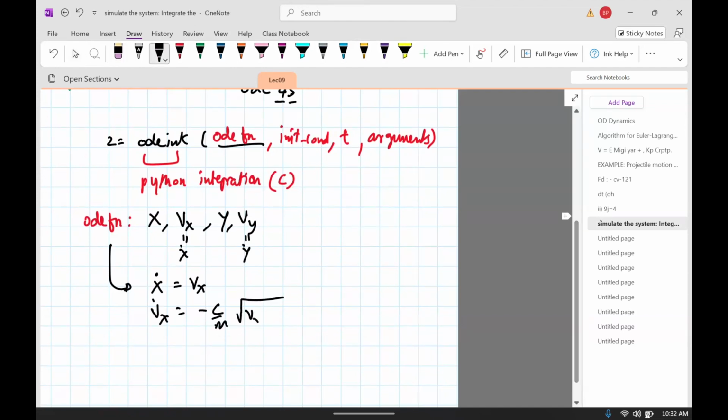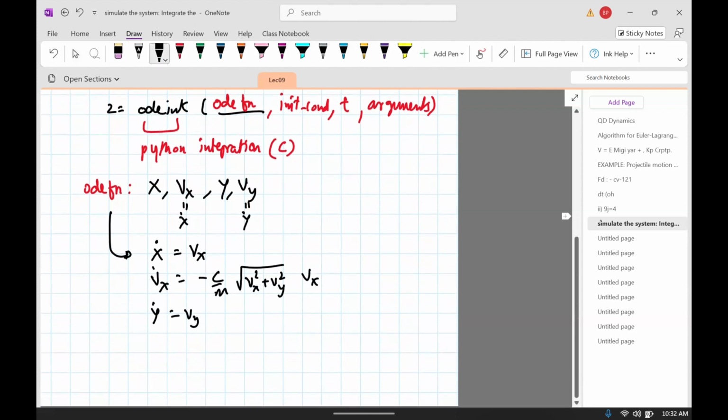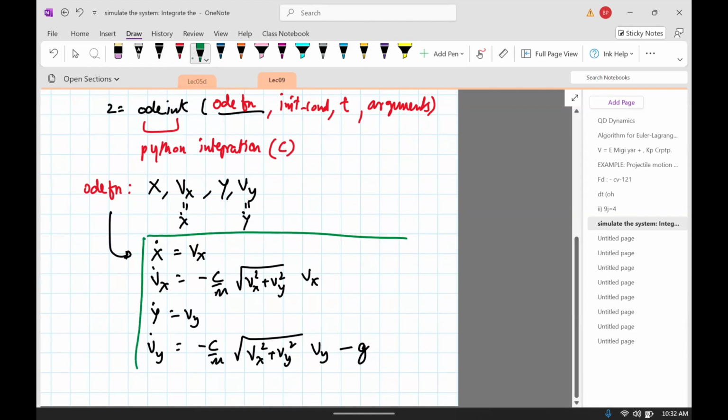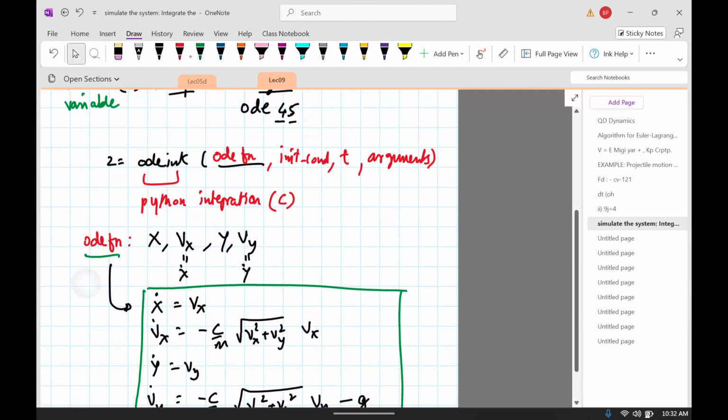So you'll have to rewrite this as vx square plus vy square, and then x dot, so vx. And then y dot equals vy, and vy dot equals, so that would be the equation over here, vx square plus vy square, vy minus g. So all these things will be ODE fun, which will go here, and then it'll integrate. This initial condition will be the initial x0, vx0, y0, vy0.